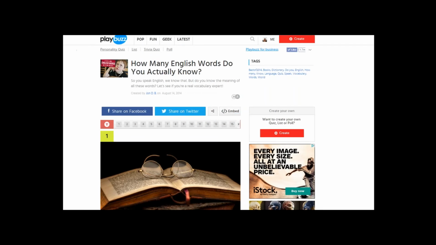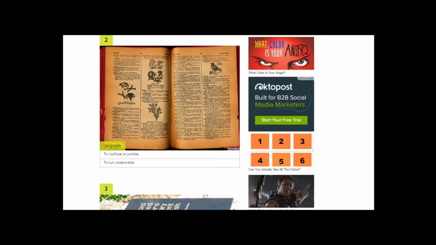So here we have the example of a trivia quiz. How well do you know? How many English words do you actually know? Now this type of trivia is really going to appeal to a wide base. Every English speaker, whether they be a native English speaker or someone learning English, is going to want to take this trivia quiz. The pictures are solid. The questions are intriguing but not too difficult.